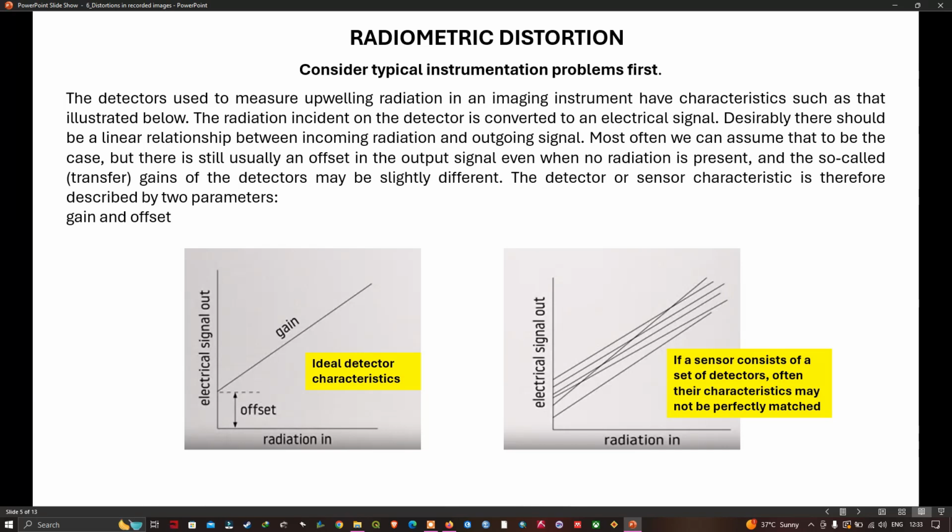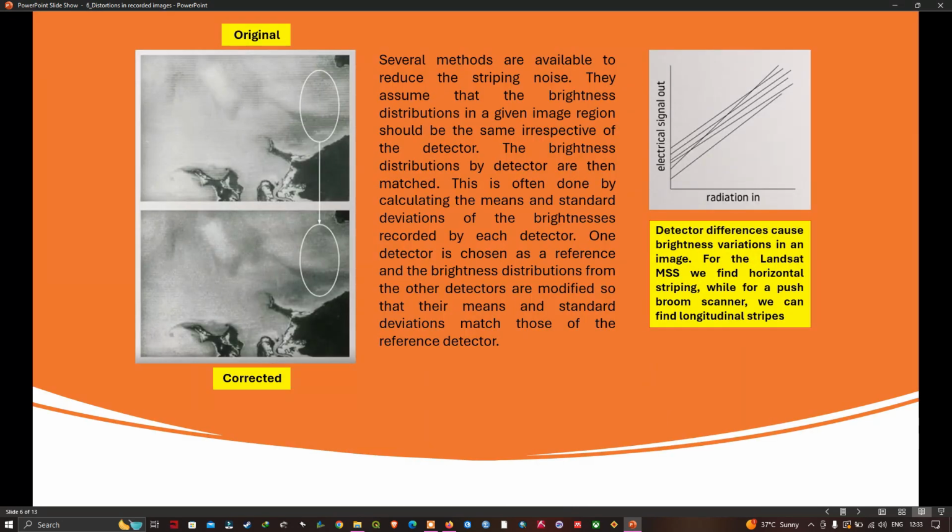So this slide gives us an example of the line striping in the Landsat multispectral scanner image. You can view it in this image here. In this original image, you can see there is line striping, versus this image, which is a corrected one. You can see the line striping has been removed in this particular image.